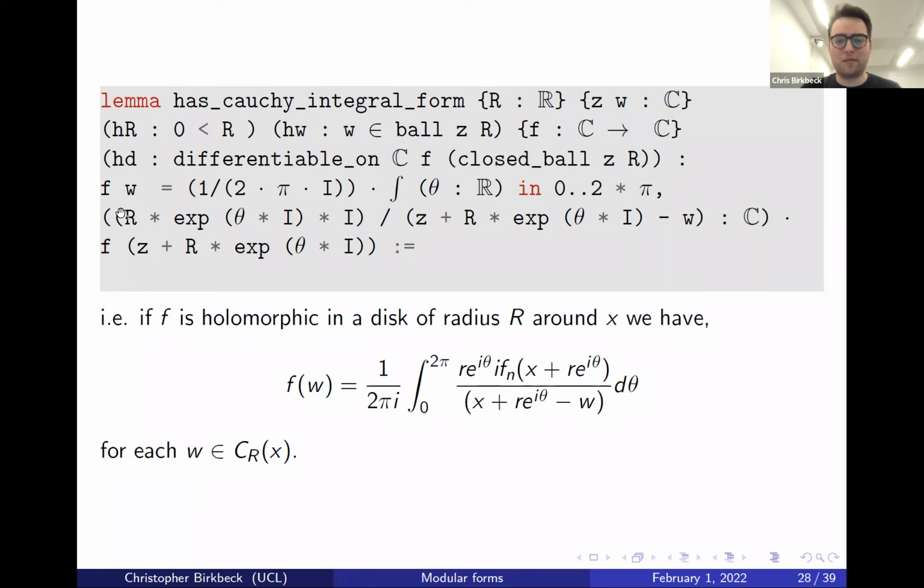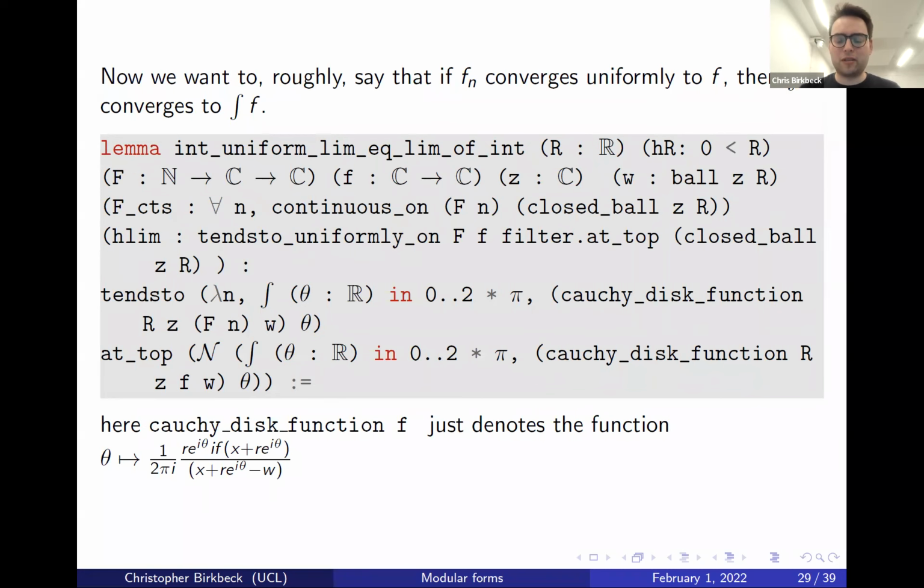And this is exactly one of the things that Yuri added, although now we have better notation for this. We actually have circle integral notation, so it doesn't look as ugly as what I've written here. But the next thing you want to do is the statement I said, that if my functions converge uniformly, then the integrals of these functions also converge to the integral. And this is what this lemma int_uniform_lim_of_int says.